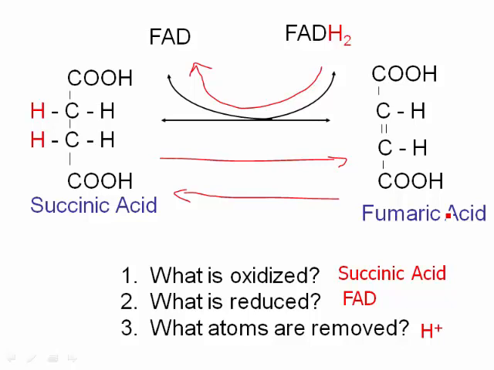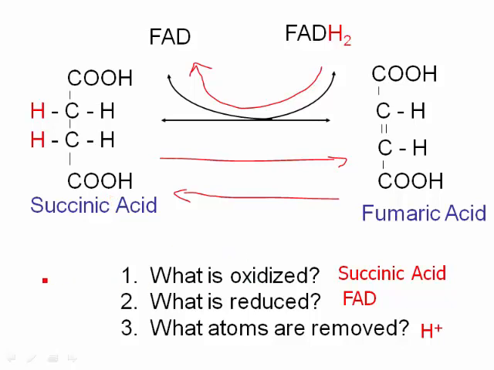Okay, what is oxidized? To oxidize is to lose. So who's losing? Now remember, you have to choose from the reactant. So you're going to choose either FADH2 or fumaric acid when we go right to left. Who's losing when you go right to left? The FADH2 is losing. It lost them to become FAD. Who's gaining? Fumaric acid. Fumaric acid, therefore, is reduced to become succinic acid.